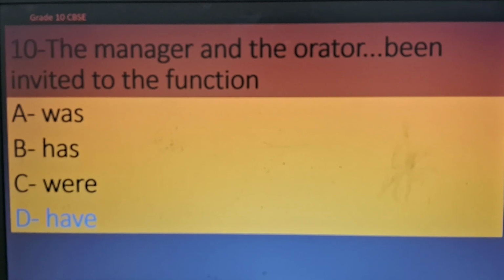Did you notice the nouns? Which are the nouns used here? Manager. Then orator. Manager and orator, do they denote the same person? No, they don't denote the same person, because you can see the article the is used before manager, and before orator also you can find the is used. So in that case you should know both denote different persons, so the verb should be plural. The manager and the orator have been invited to the function. Suppose the sentence is like the manager and orator. In that case, you can use a singular verb. But here you find the article is used at different places, so you have to use a plural verb.